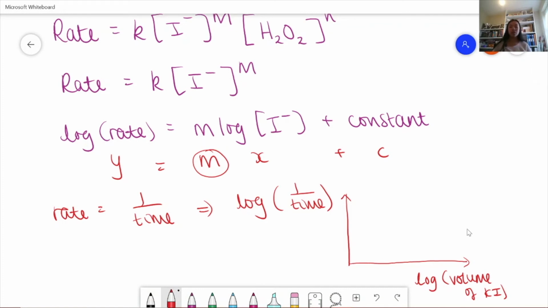So the actual rate equation is rate equals k multiplied by the concentration of I minus to the power of 1. So we should get a straight line graph. So finding the gradient of this graph after we've plotted all our figures will give us the order with respect to those I minus ions.